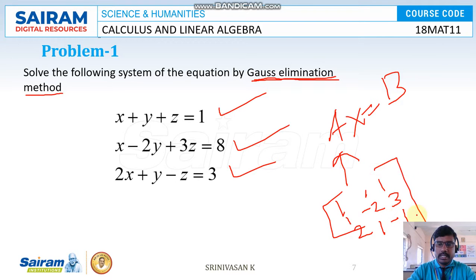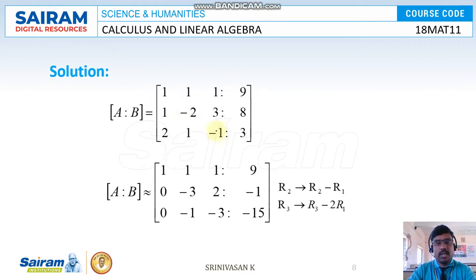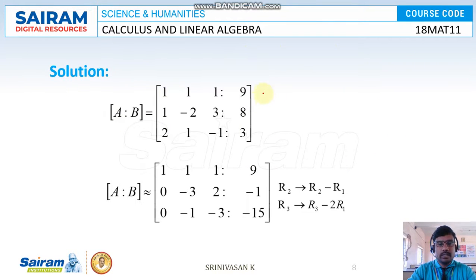Okay, and what is X? X is the unknown variables, that is x, y, z, equal to B. B is the constants, that is 1, 8, 3. Clear? So the augmented matrix A|B, we get this matrix.